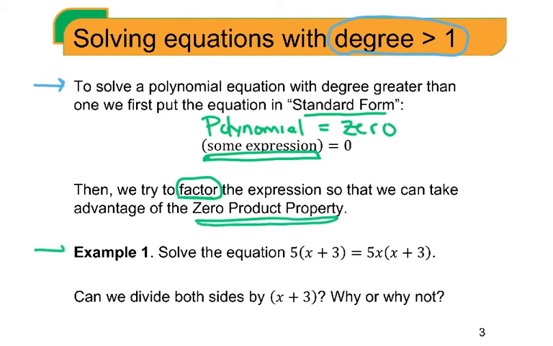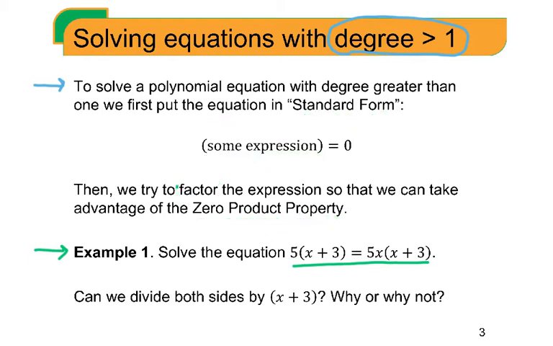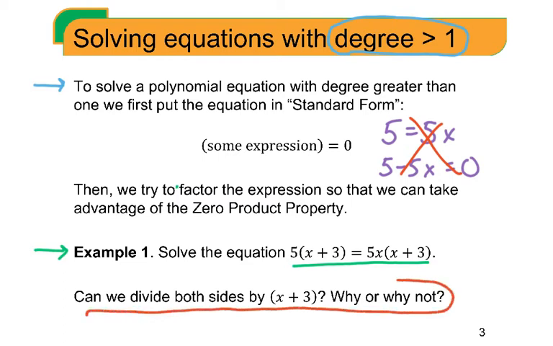For example, if you look at example 1, if you were asked to solve something like this, it might be really tempting to divide both sides by x plus 3. Like, can we just get rid of that? And then you would end up with something like 5 equals 5x, which is now a linear equation. So you could have 5 minus 5x equals 0. And you might think that that's legal, but it is not. We cannot divide both sides by x plus 3.